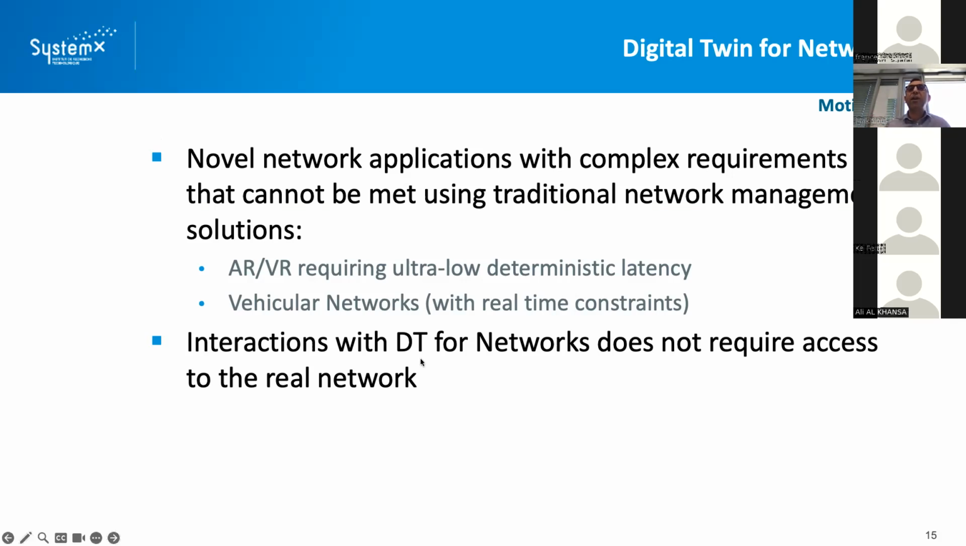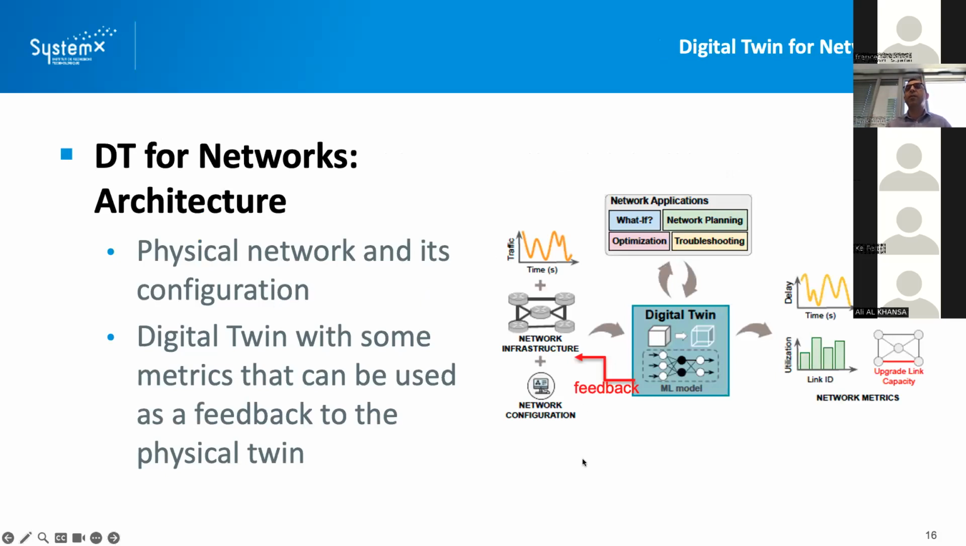And also the interaction with a digital twin for networks does not require access to the real network. Exactly what I am saying. We can just play with the digital representation to understand what could be the impact on the real network. So behind these motivations, I'm using a very recent paper to explain how a digital twin for networks could be made, especially in terms of architecture, but we will also see some services.